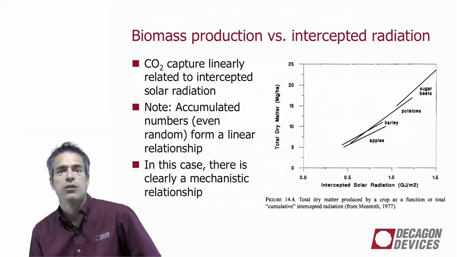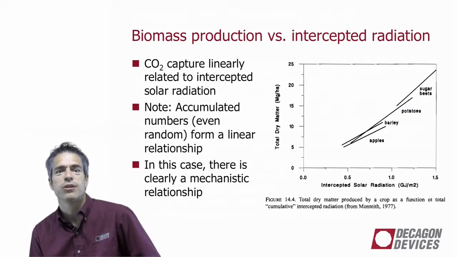And he noted that these were linearly related to each other, and that relationship really depended on the plant, the crop, the ecosystem. You can see that apples, barley, potatoes, and sugar beets in the graph all show that linear relationship, but they're all a little bit different from each other.